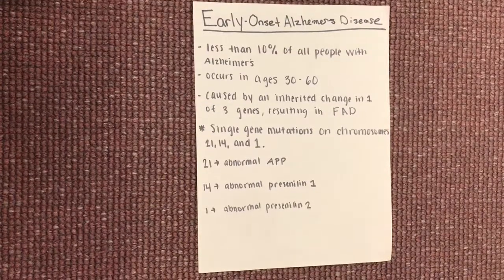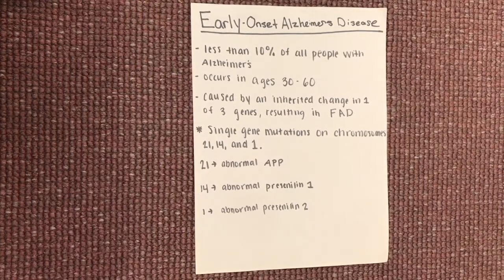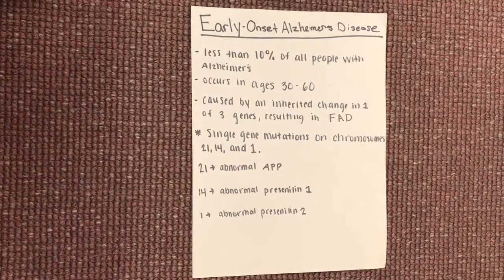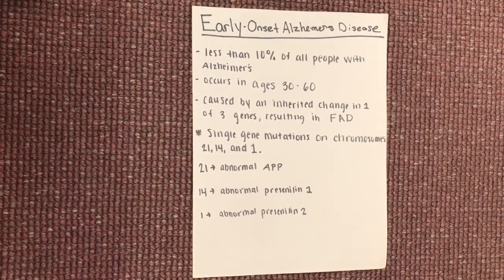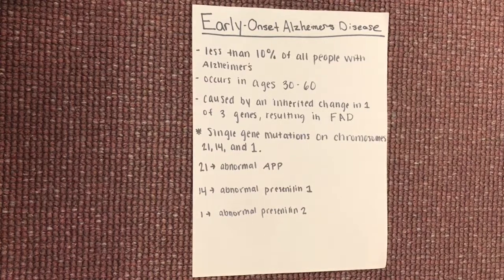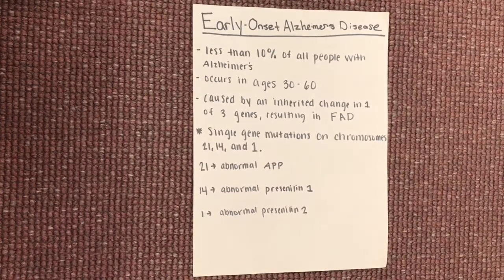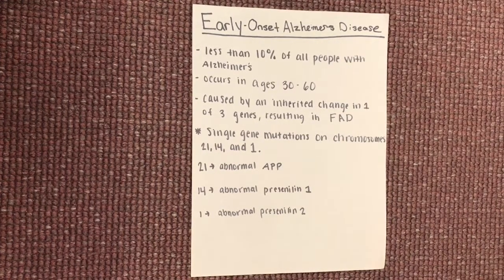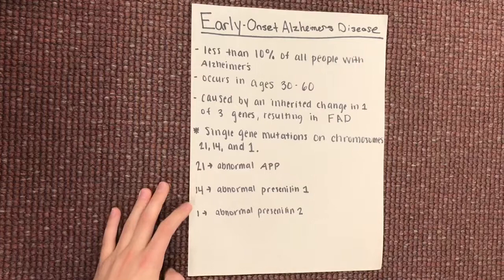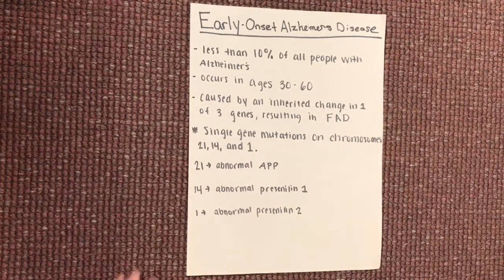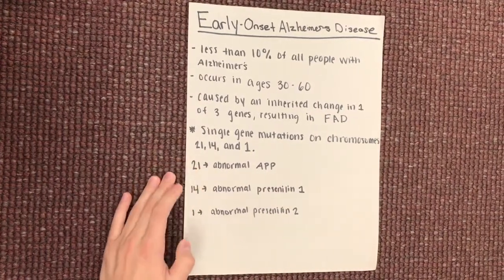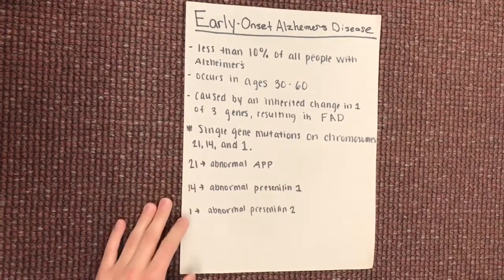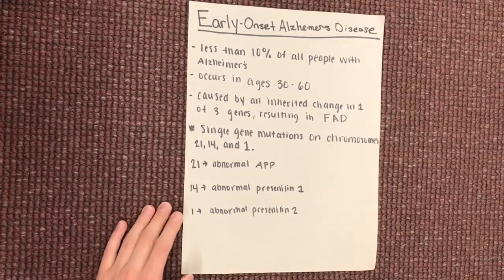Less than 10% of all people with Alzheimer's have early onset Alzheimer's disease. When people do have it, it occurs in ages 30 to 60. It is caused by an inherited change in one of 3 genes, resulting in FAD, familial Alzheimer's disease. This involves single gene mutations on chromosomes 21, 14, and 1. 21 is an abnormal APP, 14 is an abnormal presenilin 1, and 1 is an abnormal presenilin 2.